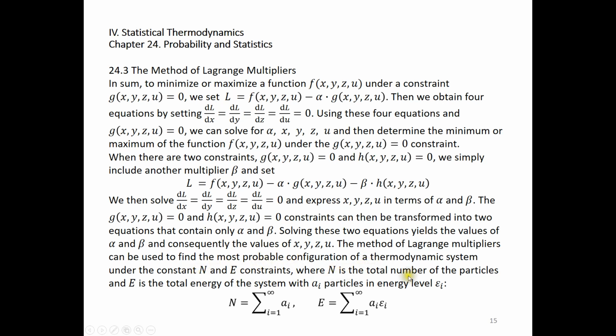Here N is the total number of particles in the system, and E is the total energy of the system. We're assuming we have many energy levels, epsilon 1, epsilon 2, epsilon 3, etc. And we're going to assume in epsilon 1 we have a1 particles. In energy level epsilon 2 we have a2 particles. In energy level epsilon i we have ai particles. Therefore, N is equal to the sum of ai, and E is equal to the sum of ai times epsilon i.